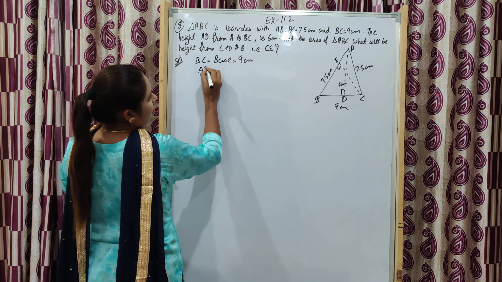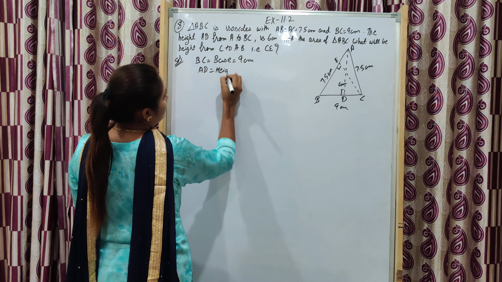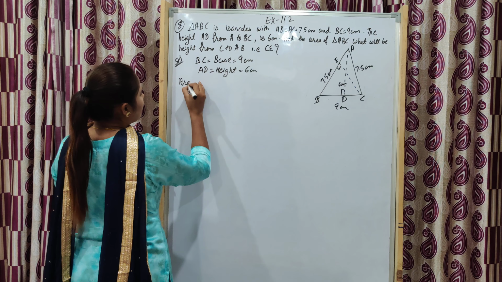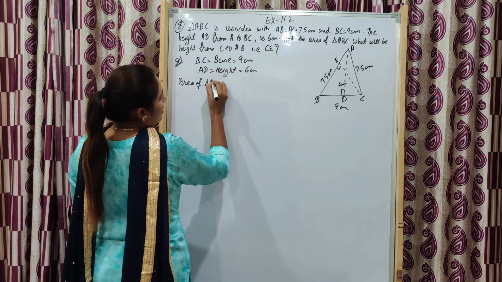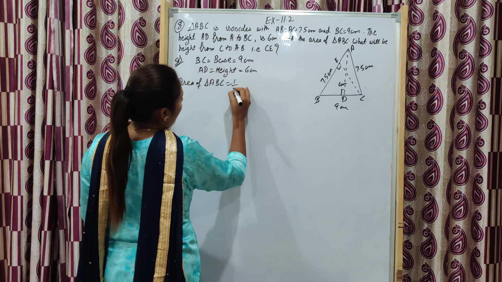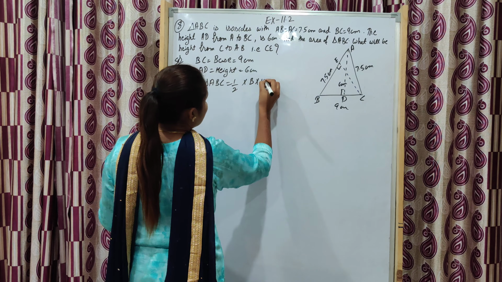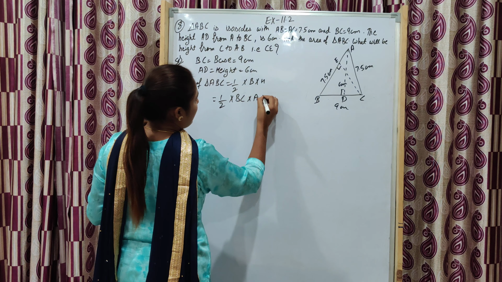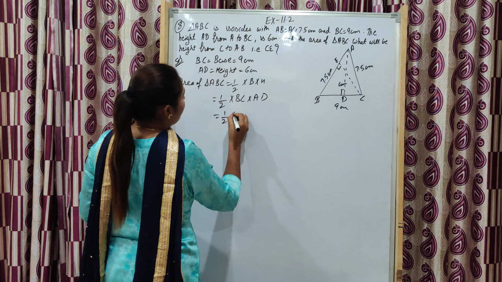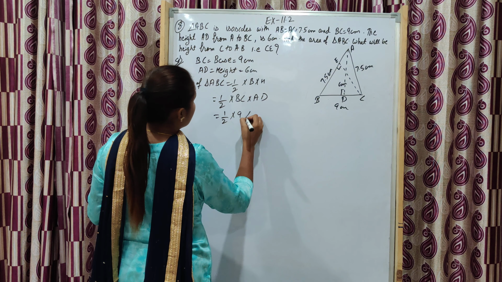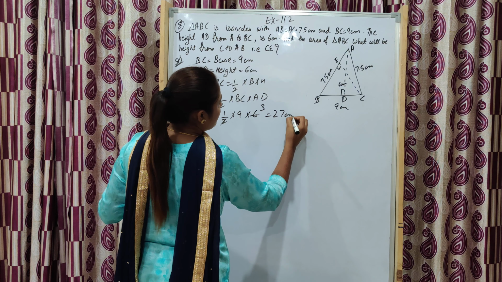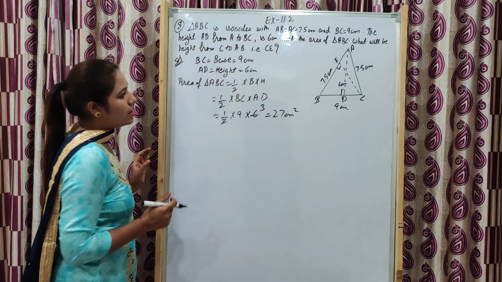So AD, that is our height, is 6 centimeter. So we will write area of triangle ABC, again half into base into height, and base is BC and height is AD. You will write the value. BC is 9 and AD is 6. Cancel it. Then you will get 27 centimeters square. So it is our area.